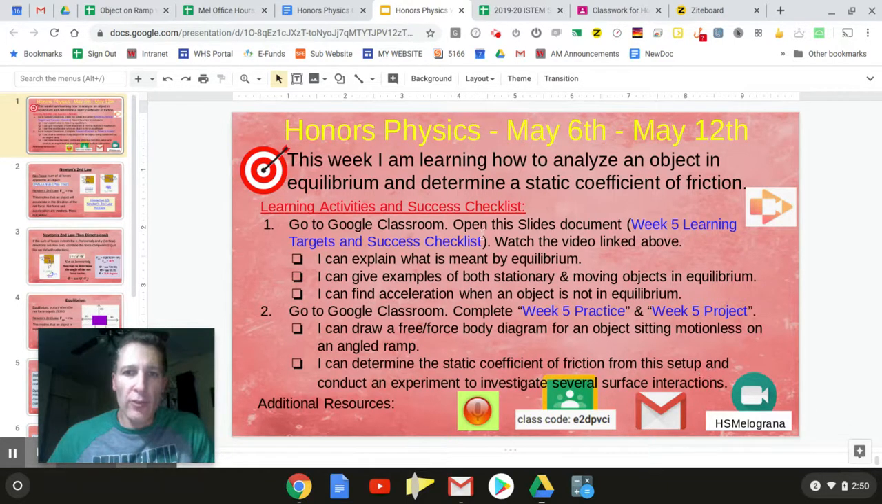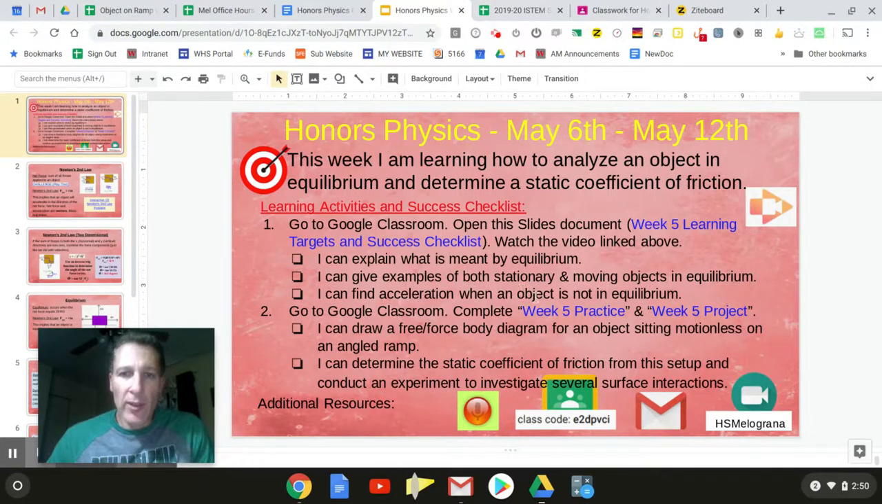All right, first off, you'll be going through this slides document with the notes that has our week 5 learning targets and success checklist. You should be able to explain what equilibrium means, and give examples of an object in equilibrium that is both stationary or moving. If an object is not in equilibrium, you should be able to calculate its acceleration.